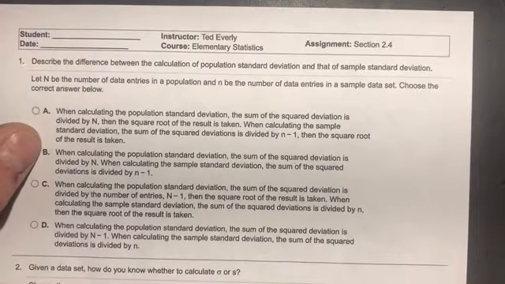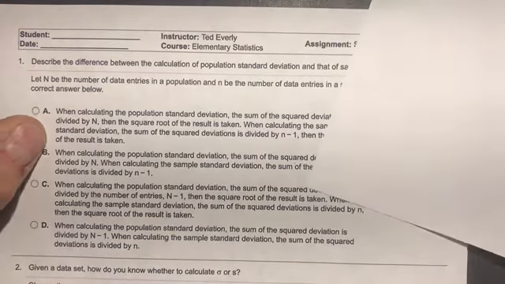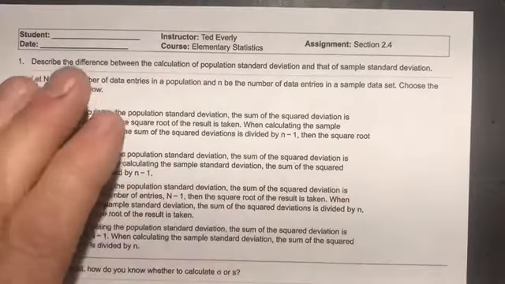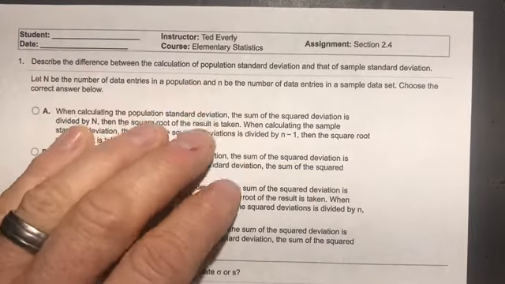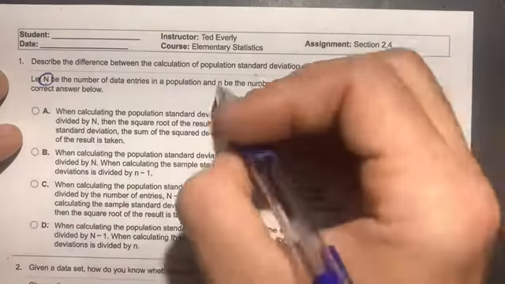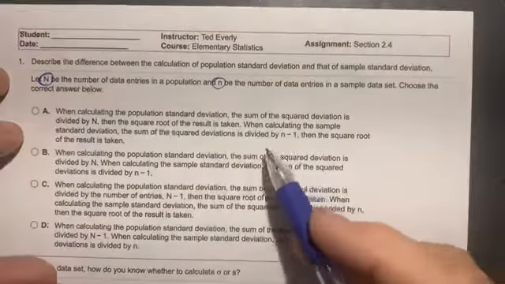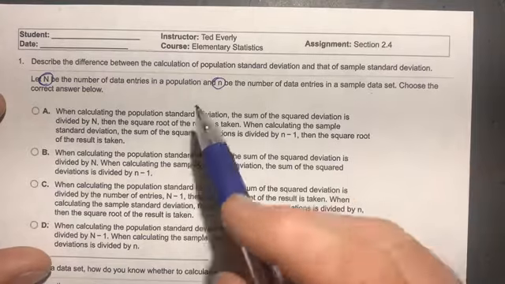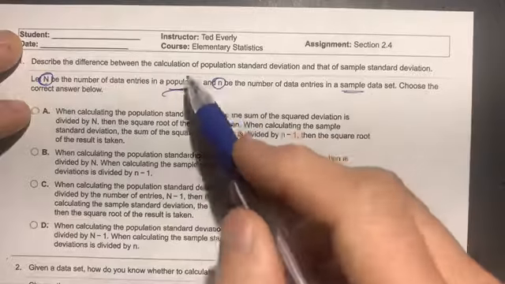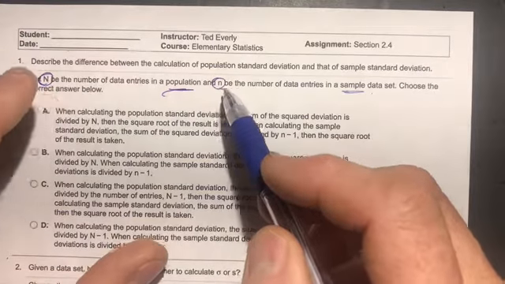Number 1 says describe the difference between the calculation of population standard deviation and that of a sample standard deviation. Describe the difference. Okay. Now this is something I didn't tell you, but capital N is the number of data entries in a population, and lowercase n is the number of data entries in a sample set. So capital N is when we have a population, little n is when we have a sample, and that's how many there are in the group.